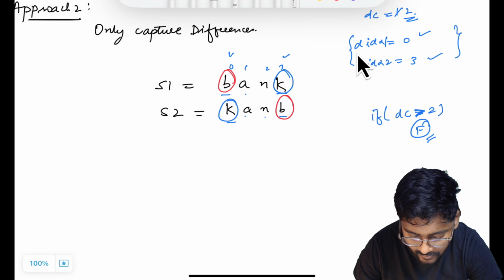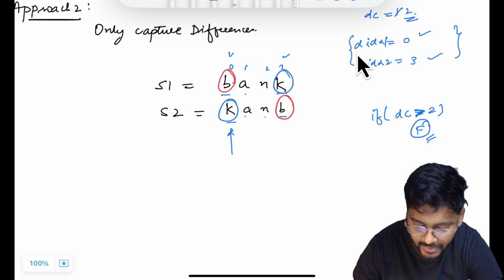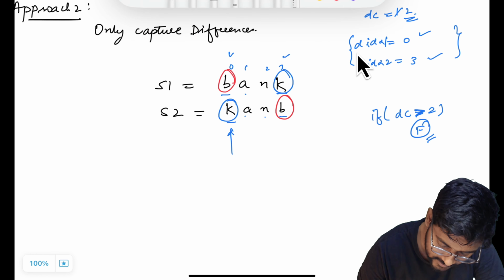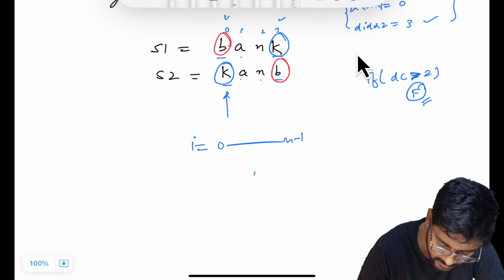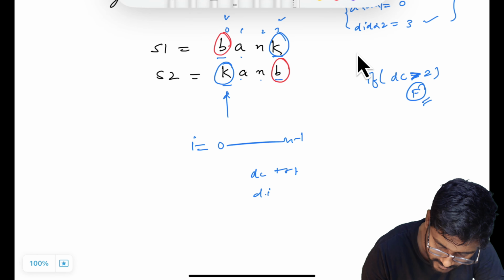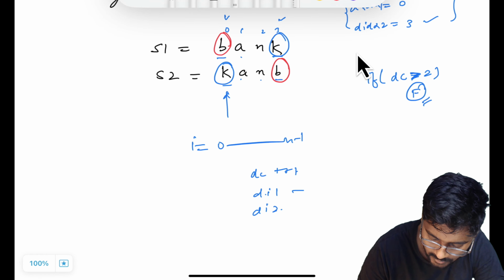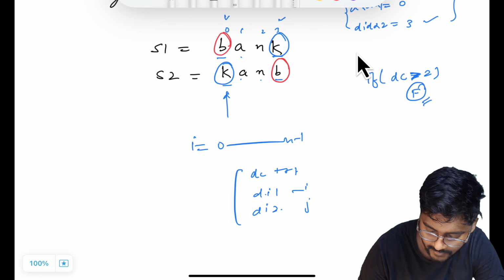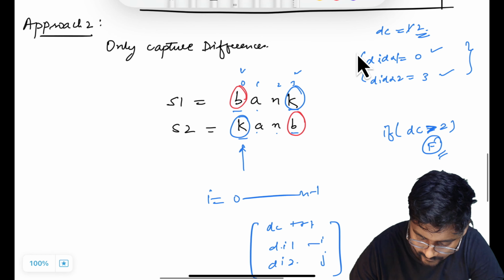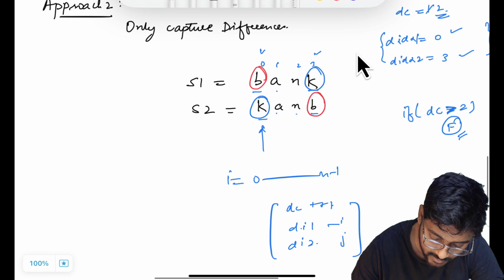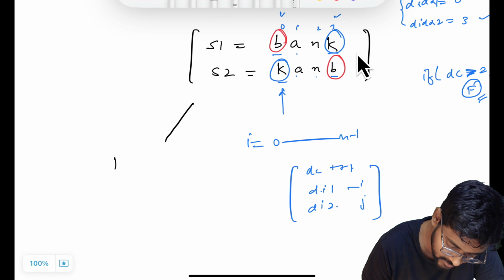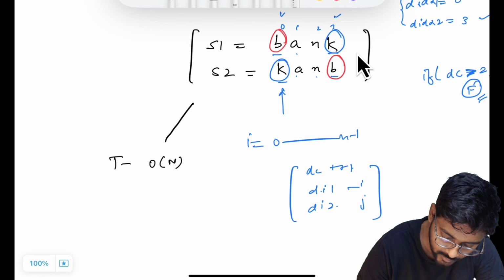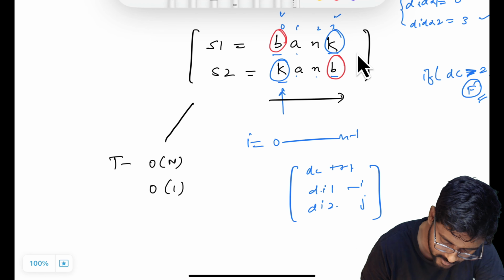And what if there is only one character different? Then also the swap is not possible. So in this case, I iterated from 0 to n-1 and captured the difference count and different index 1, different index 2. Let's say this is i, this is j. This is my approach. We will write the code for this, then you will have more understanding. In this approach, time complexity will be order of n because we are doing a single iteration, and space complexity is also constant in this case.